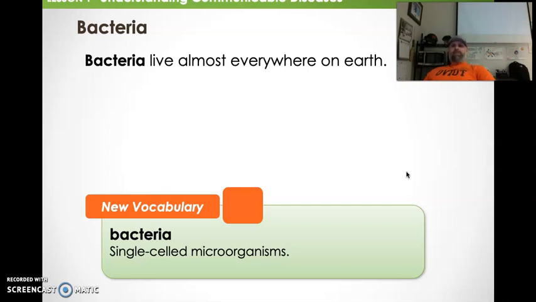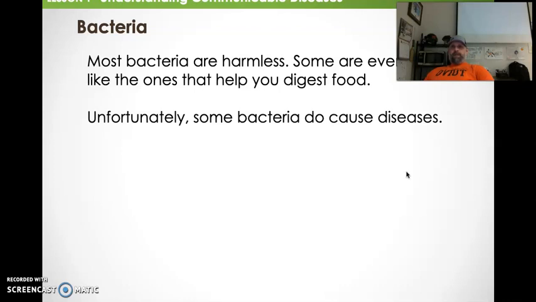Bacteria live almost everywhere on the earth. Bacteria are single-celled microorganisms. Most bacteria are harmless. Some are even helpful, like the ones that help you digest food. Unfortunately, some bacteria do cause disease.